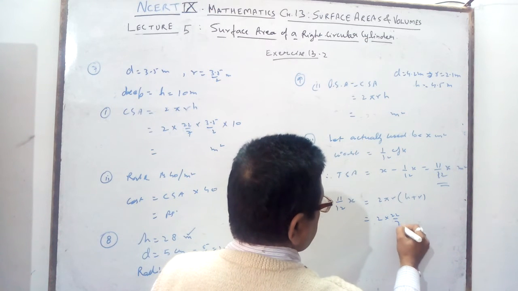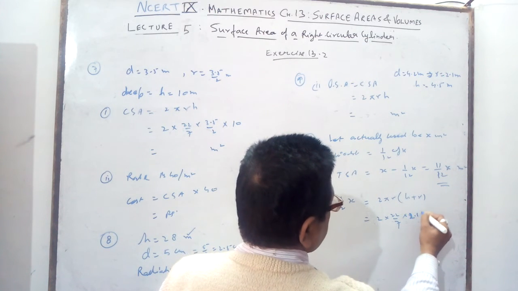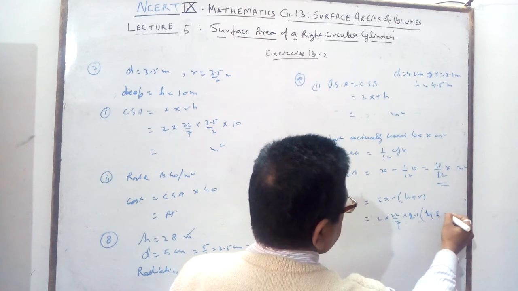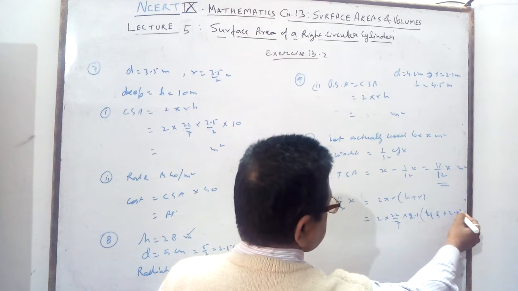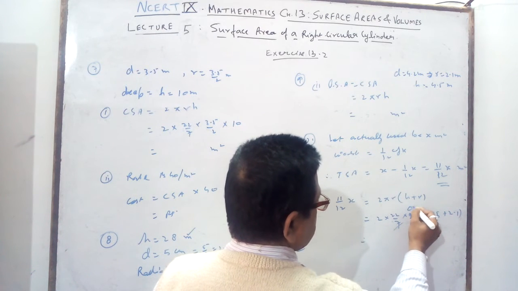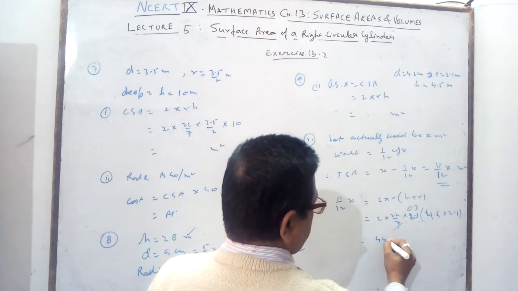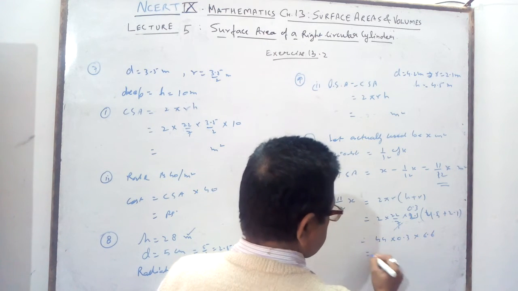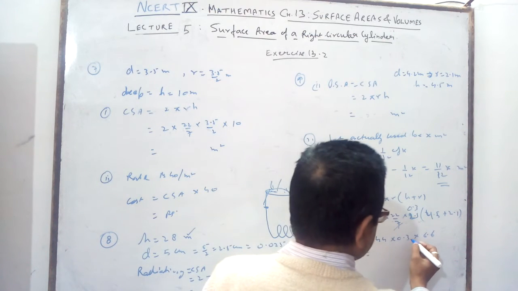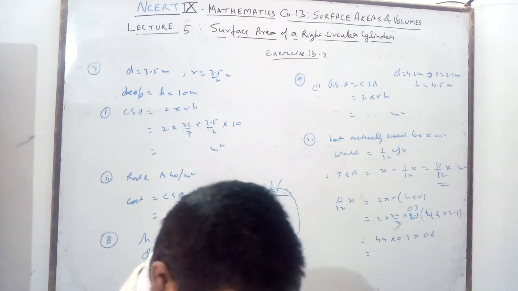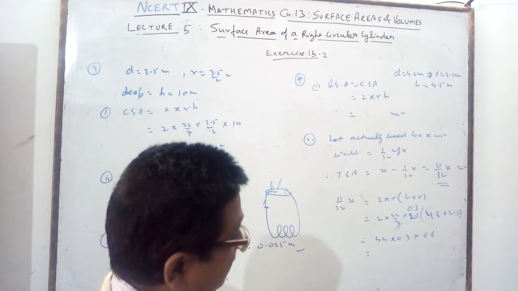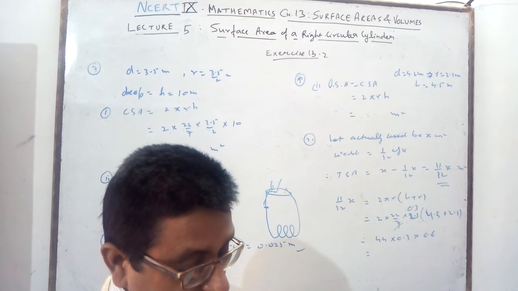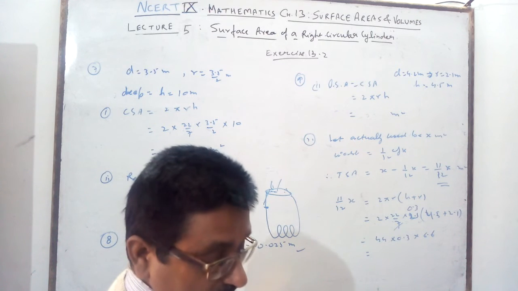2 into 22 by 7 into 2.1 multiplied by 4.5 plus 2.1. You get 7 3, so 44 into 0.3 into 6.6. That you can get, 44 into 11 upon 12. What are you getting? 44 into 0.3 into 6.6.